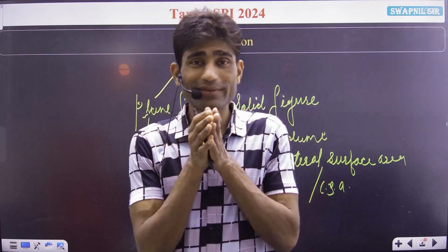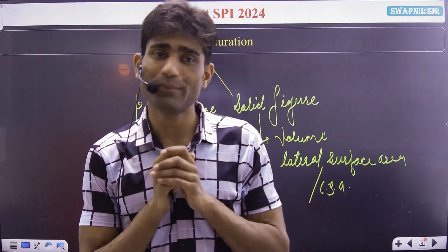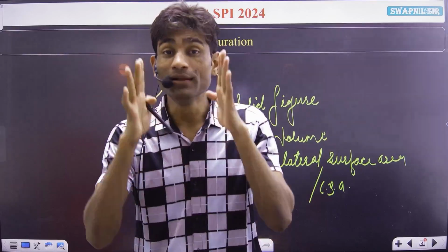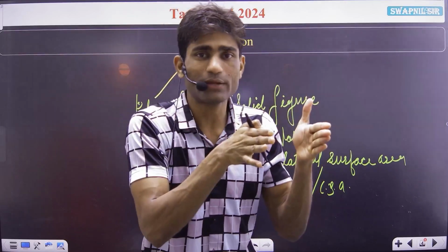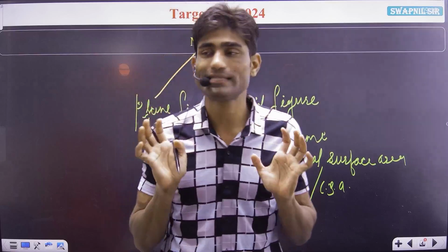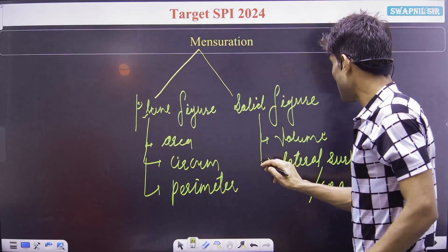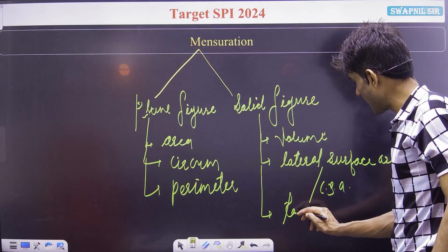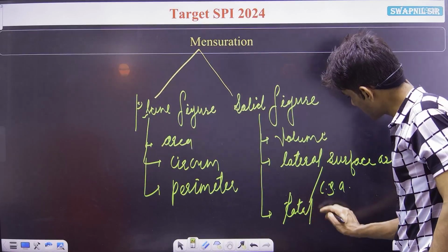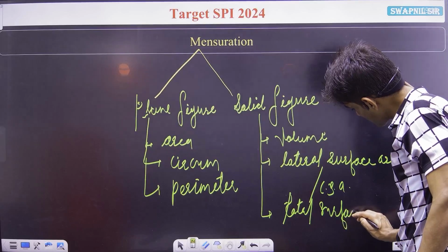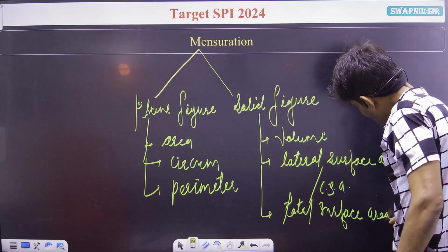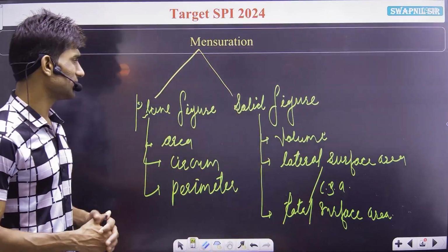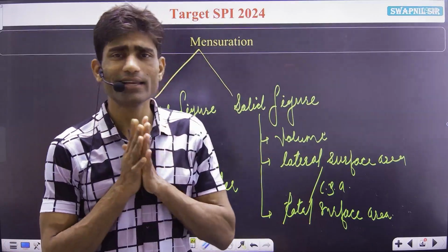Actually, what is the difference between lateral and curved? Both have the same meaning, okay? In our three-dimensional figure, like a solid figure, lateral surface area and curved surface area are both equal, okay? Always remember this one. Now after lateral and curved surface area, we know that the total surface area is also part of it. Again we have a total surface area. These are the concepts we are going to deal with in today's lecture, okay?